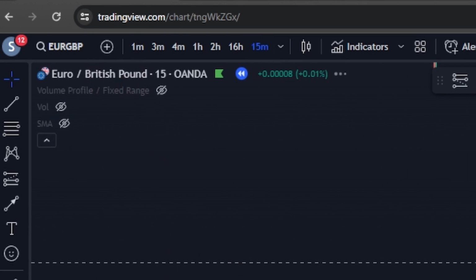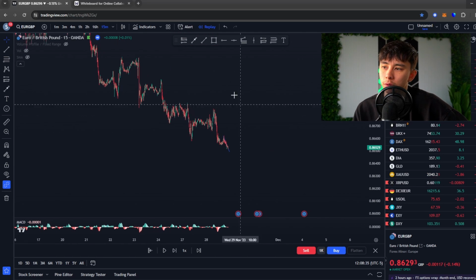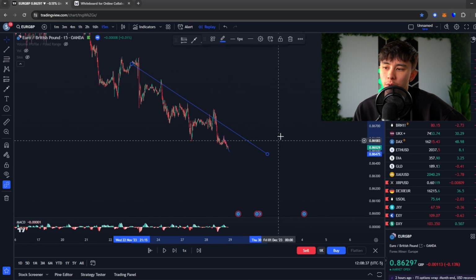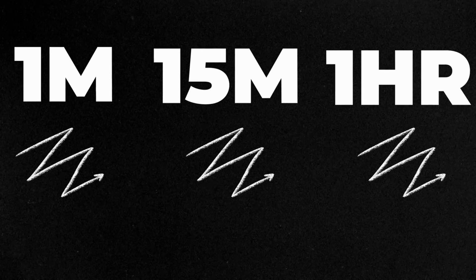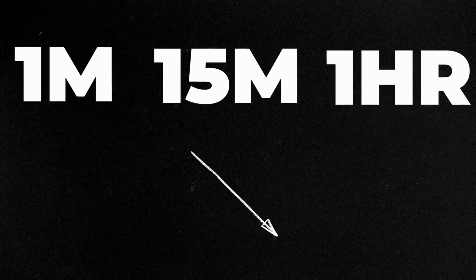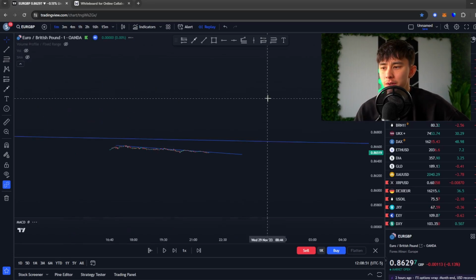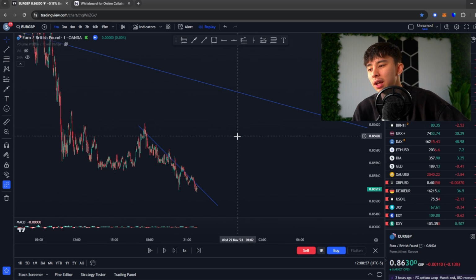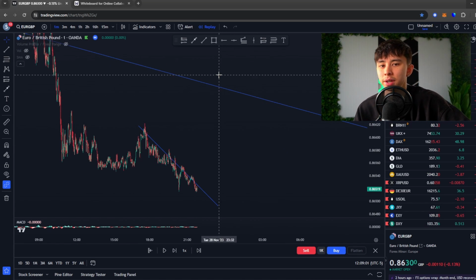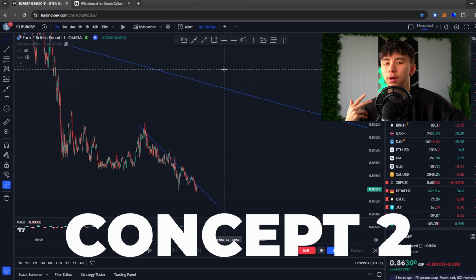Now we want to check the 15-minute and check what direction we are in. It looks like on the 15-minute we are in a downtrend as well. Let's check the 1 hour. On the 1 hour, we also happen to be in a downtrend. So this is good. Now we have 3 time frames telling us that we are in a downtrend. So if we jump back to the 1 minute, we know that taking sells has a higher probability than taking buys. Now this is where the second concept comes into play.